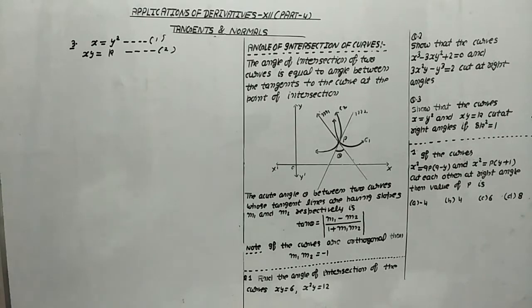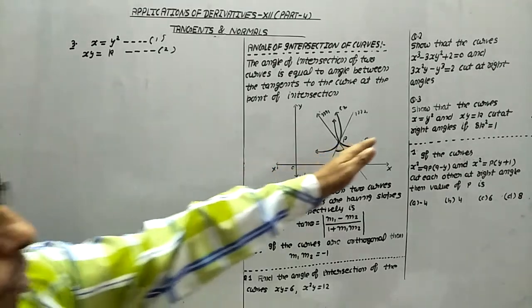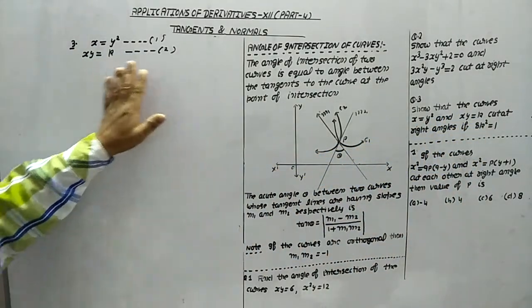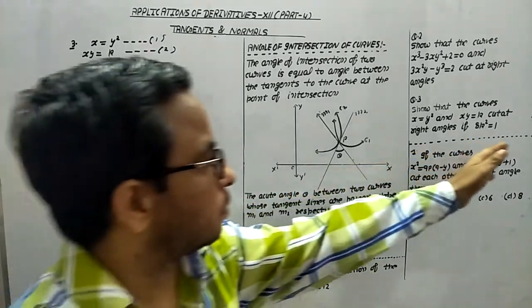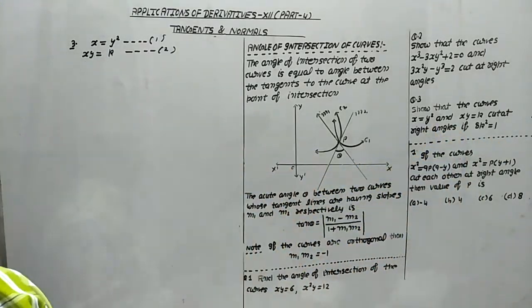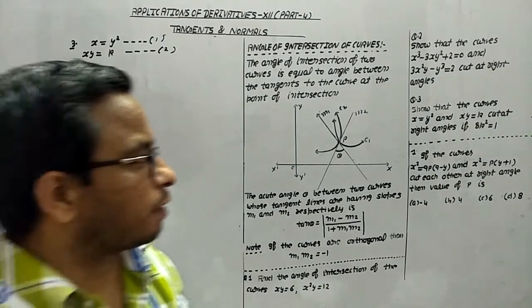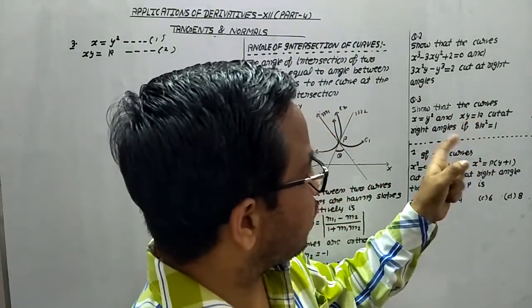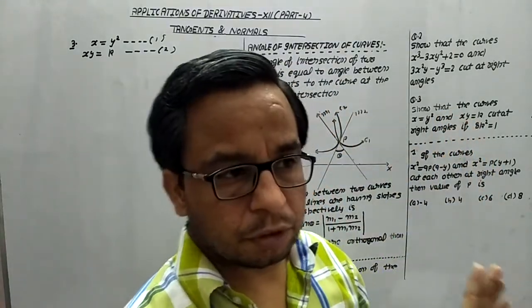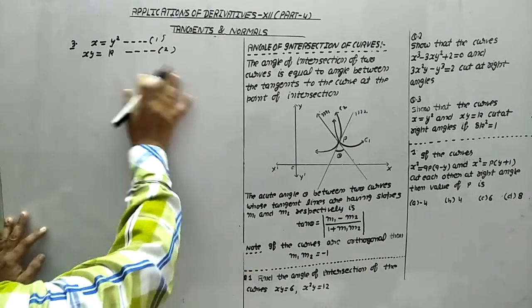In question number 3, show that the curves x is equal to y square and xy is equal to k cut at right angles if 8k square is equal to 1. It means we have to prove that if 8k square is equal to 1, then the curves cut at right angles. So for this, these two equations are there.